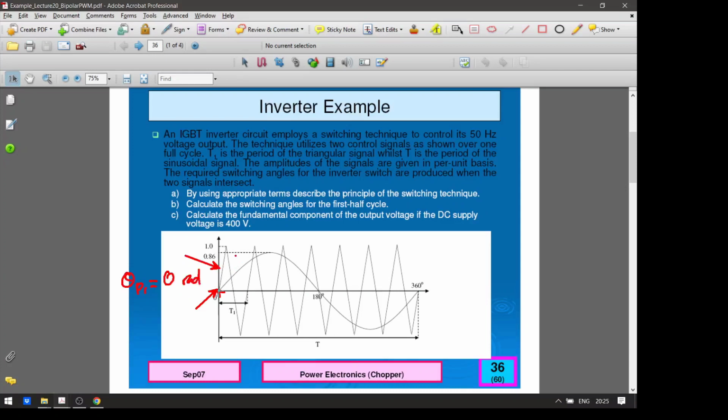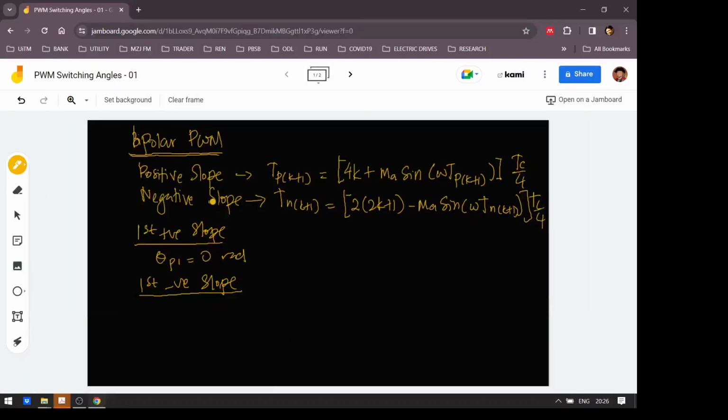So now we're going to look into the first negative slope equation or line, and then we're going to find the second angle here, which is theta n1, isn't it? Yeah, the first negative slope line, and this will be known as theta n1. Okay, for that I use this Jamboard. So this is the general equation for both positive and negative slopes, and we have solved for the first positive slope. It is obviously at 0 radian.